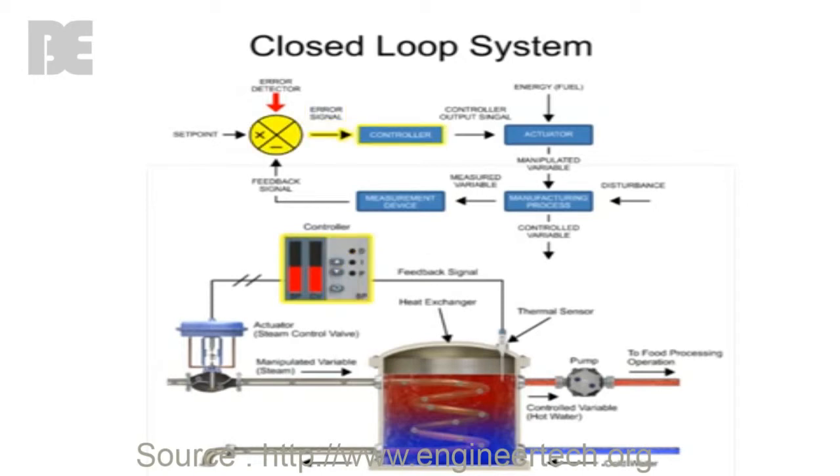The controller is the brain of the system. It receives an error signal as its input and provides an output signal to the final control element or actuator in this example. A signal from the controller causes the controlled variable to match the set point using the actuator of the system.